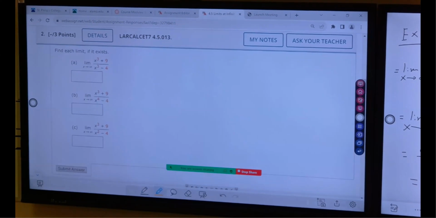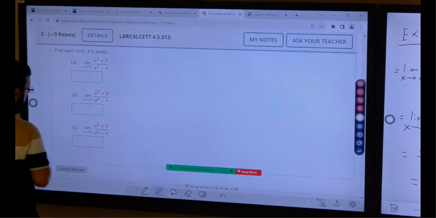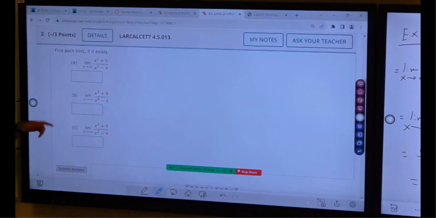Which one do you want to solve? I'm going to solve it really. Which one are you going to choose? Don't think a lot. Which one are you going to choose? A. Let's do A. A is the easiest one. It is. Let's go to C.